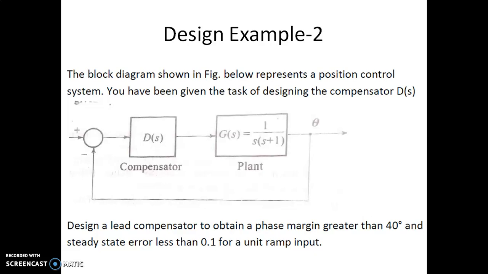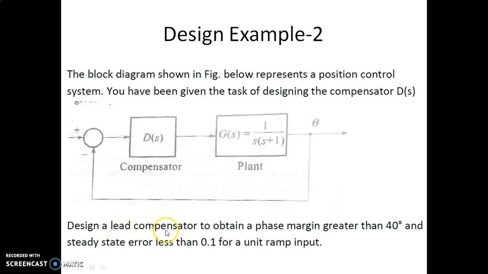This is the block diagram of the transfer function, having a plant transfer function of 1 over s into s plus 1. D(s) is the compensator block. We are supposed to design this particular compensator keeping these two things in mind.